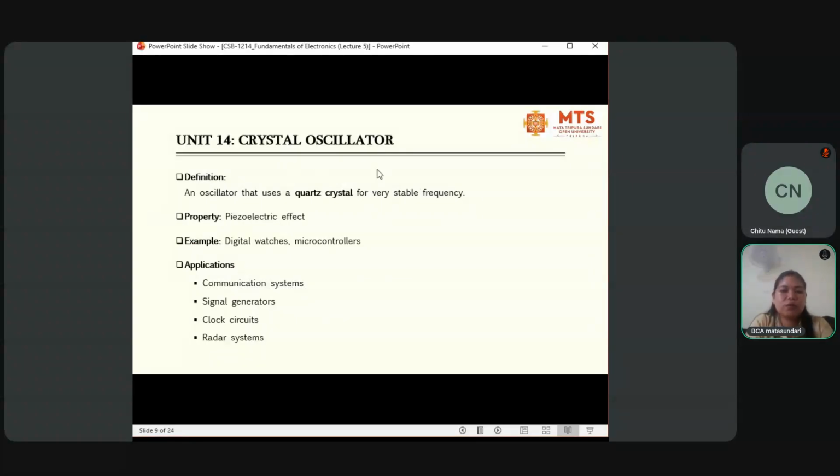Now we'll see the crystal oscillator. An oscillator that uses a quartz crystal for very stable frequency is called a crystal oscillator. Property: piezoelectric effect. Please go through the piezoelectric effect. Examples are digital watches and microcontrollers, which use the crystal oscillator. Applications are communication systems, signal generators, clock circuits, and radar systems.